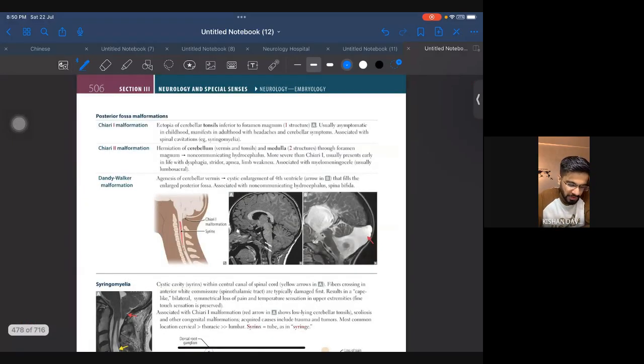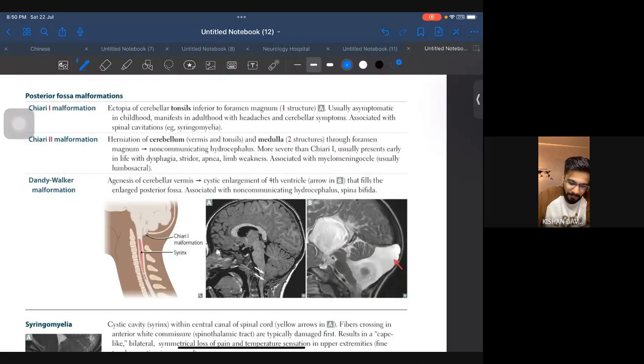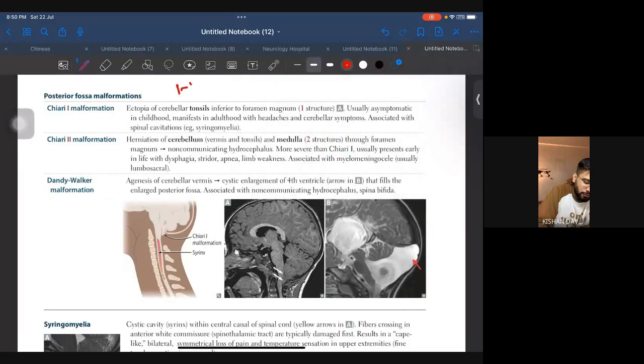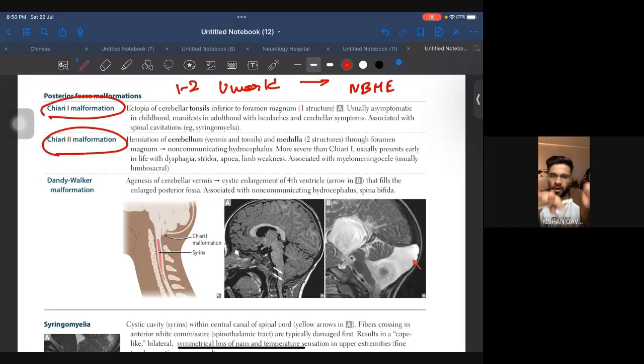Moving ahead, posterior fossa malformation. One or two questions are there in UWorld, but in NBME the questions were not specifically asked on this. Questions were asked on many congenital disorders, but these names used to pop up in the options. So if options are there, you need to be thorough with what that option means. That's all NBME is working for you.